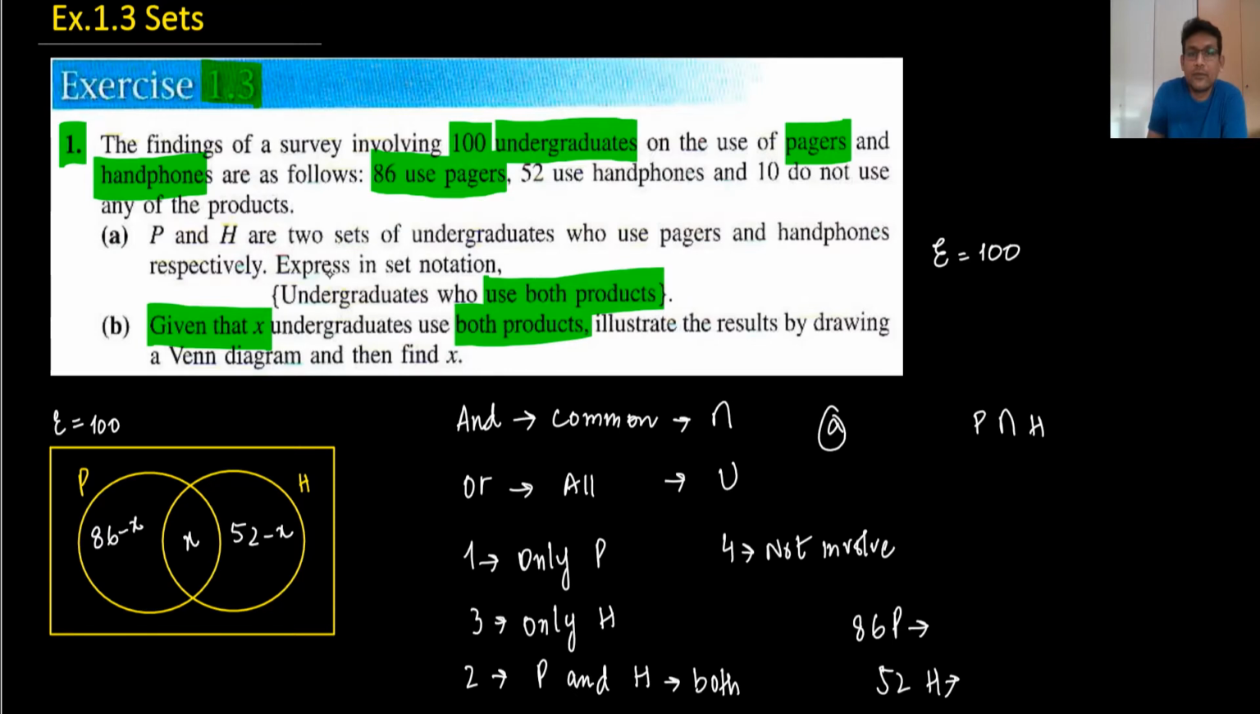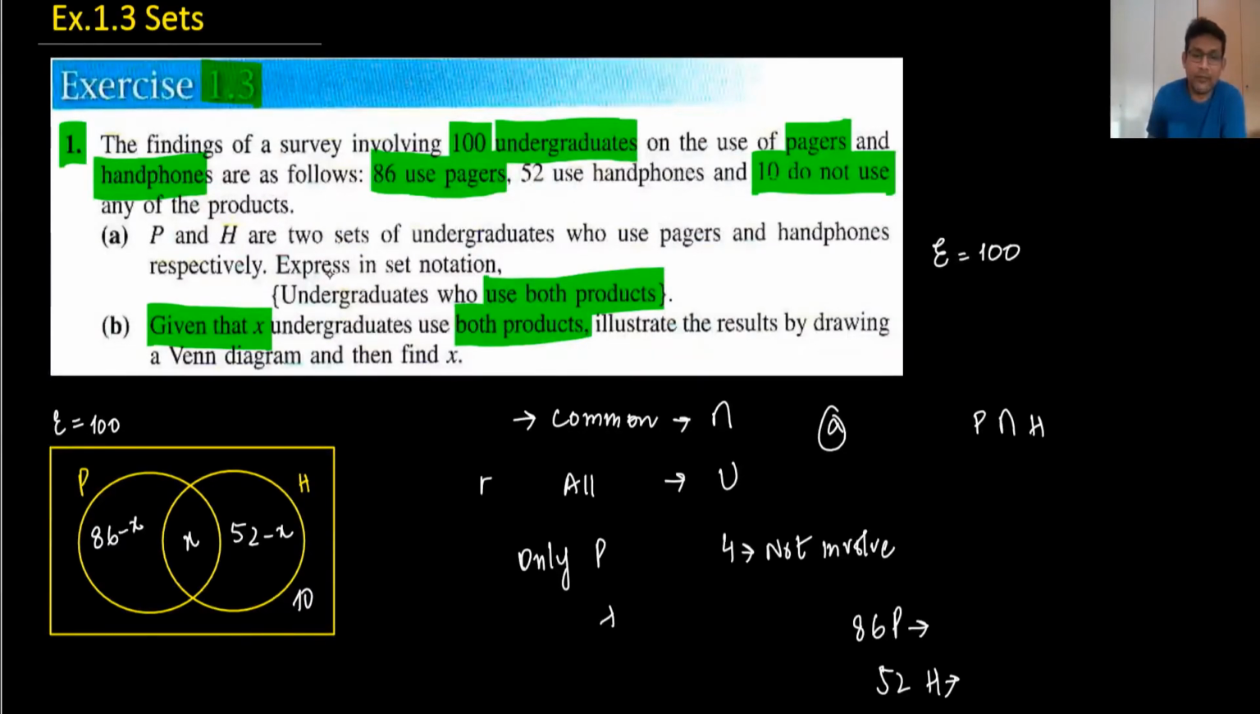10. Do not use any of the words. So I will write 10 outside. This is a very important part, like we write the numbers in the sets.